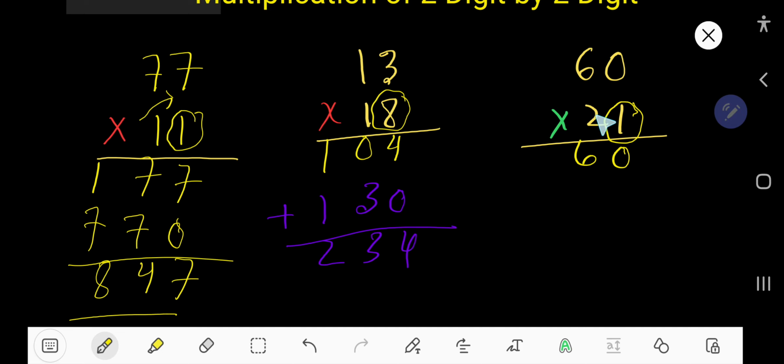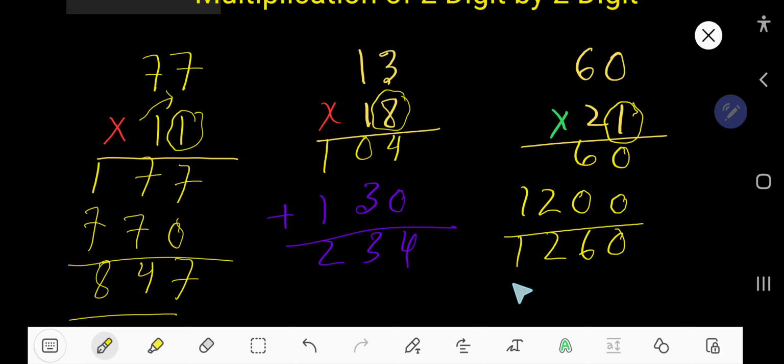Then let's start with this 2. So the first place will have 0. 2 times 0, 0. 2 times 6, 12. Now add. 0, 6, 2, 1. And this is the result.